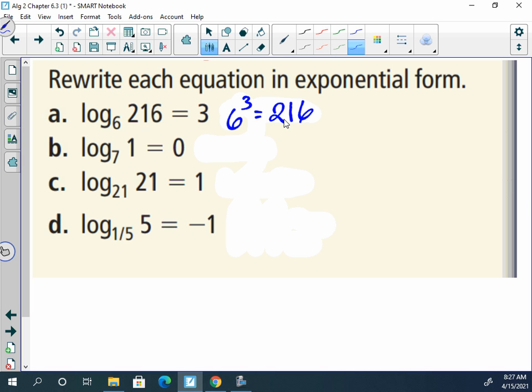So when we look at log base 7 of 1 equals 0, we have what? 7 to the 0 is equal to 1.